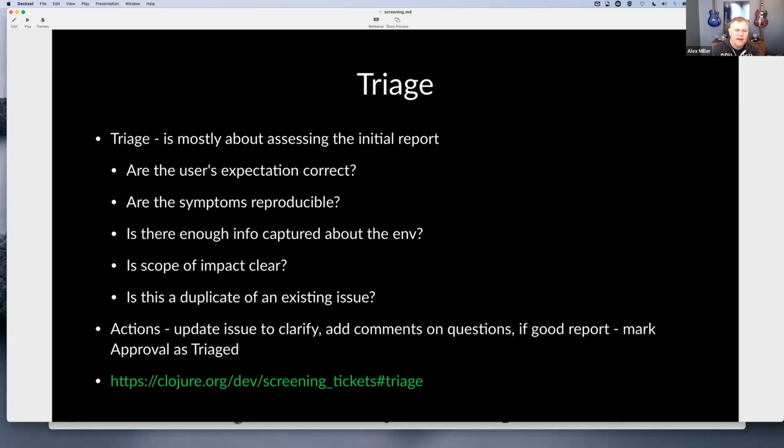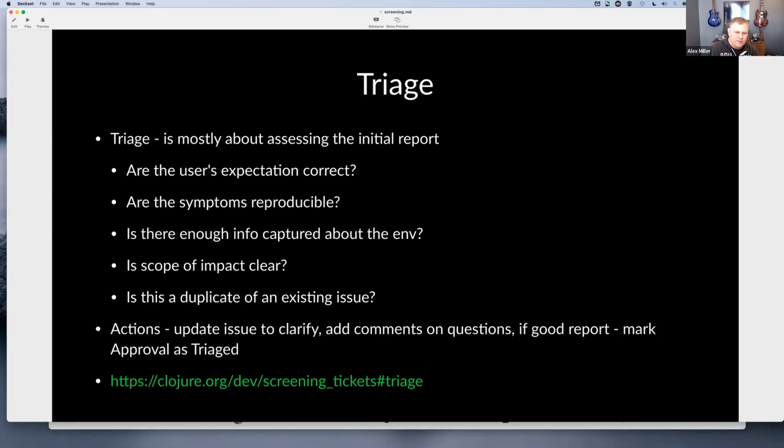But these are just the questions that we had before with symptoms. A lot of the time, one of the big things you want to ask is: the user expected something to happen and something different happened. Are the user's expectations actually correct? Maybe their expectation was wrong, and that's why they saw something different. In that case, sometimes it means the issue is really a doc string change, or it should really be a ticket on the Clojure website where the documentation should be different. So sometimes that still ends up being an issue, but it's a different kind of issue.